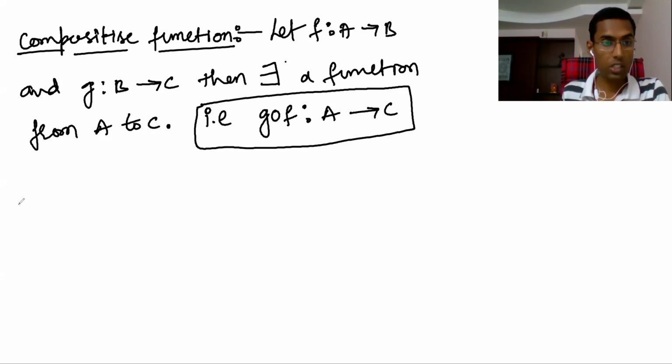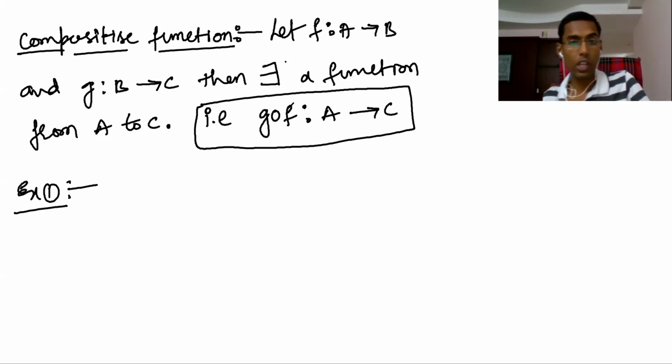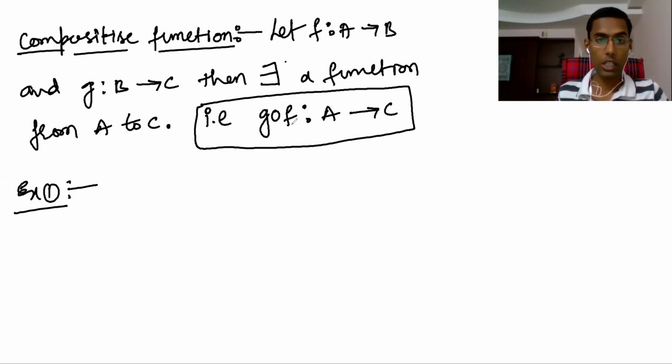So for example, if you see the example, you will understand. g circle f is a relation from A to C. This I already told you. What this circle means, I explained. This is a composite relation, I explained. So similarly, we also have the composite function. You see this.